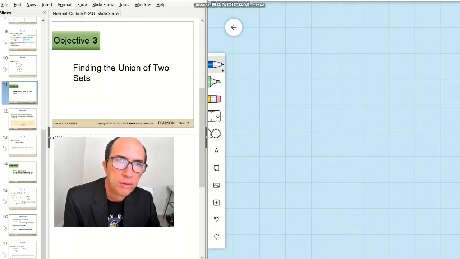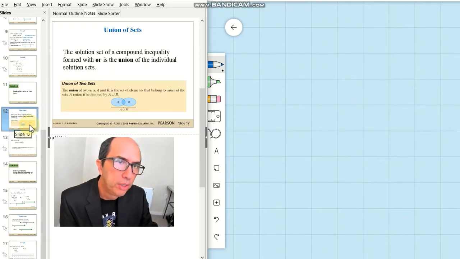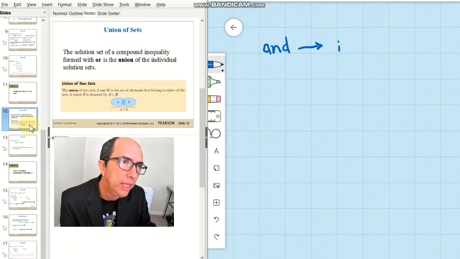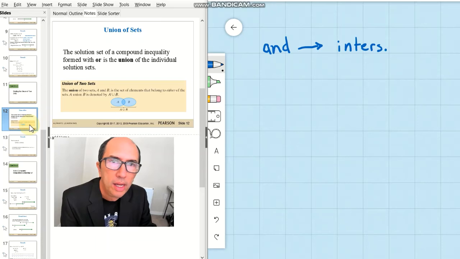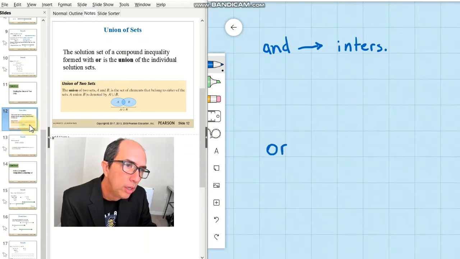We are on objective 3 now, finding the union of two sets. Well, we've seen before that when you see the word and, we are talking about intersection, right? Intersection. Now we will see union. And union is the word or. When we see the word or, we are talking about union.